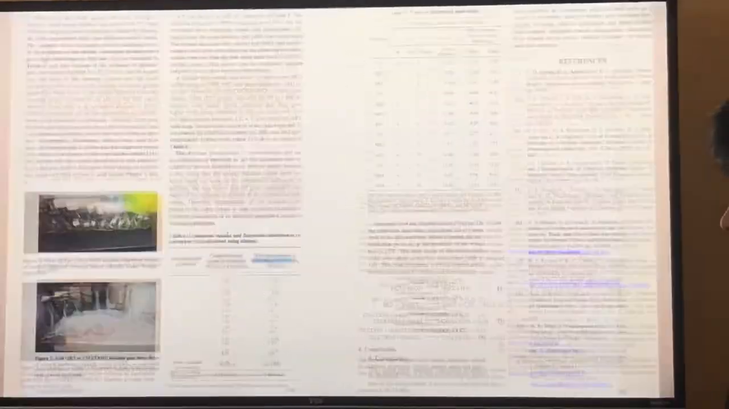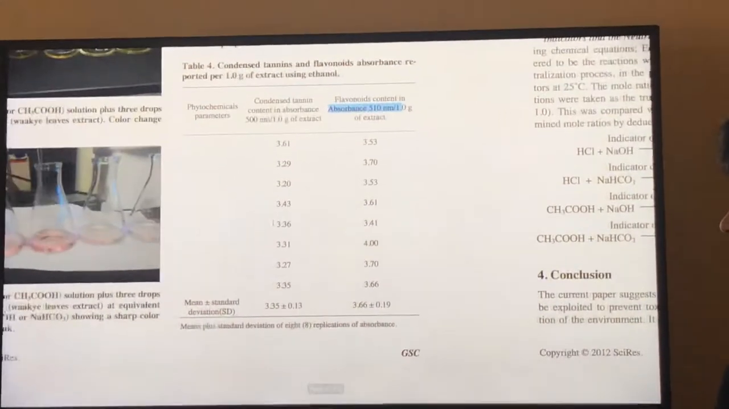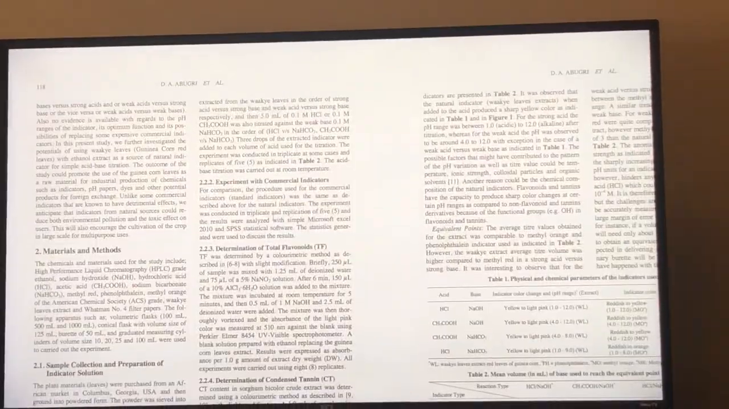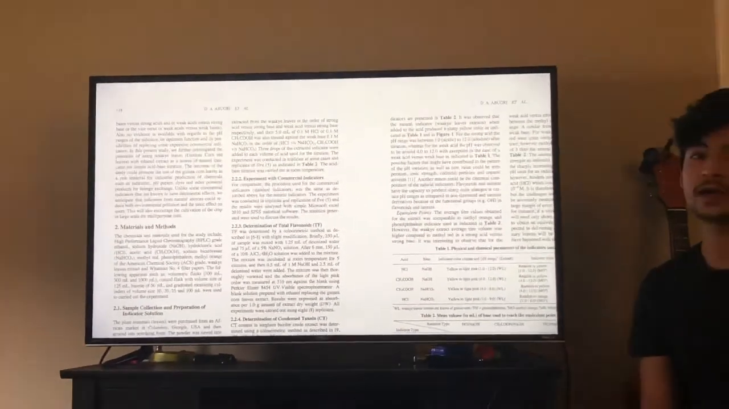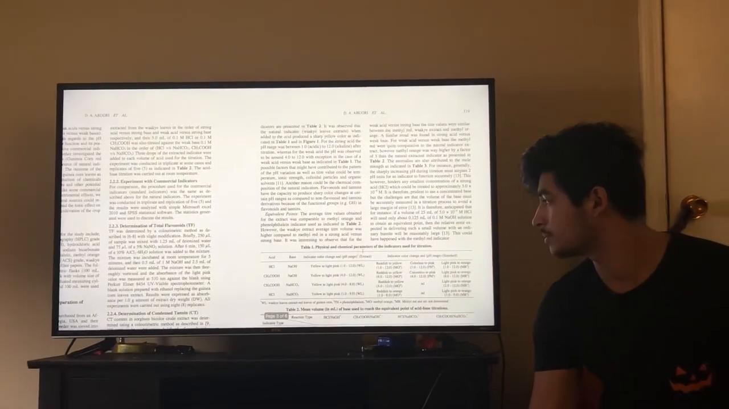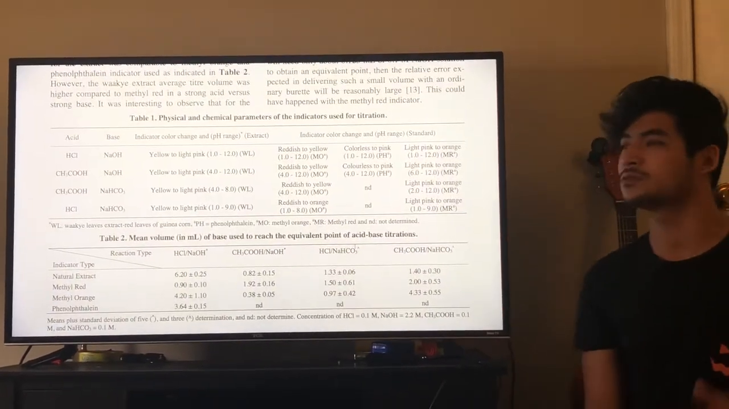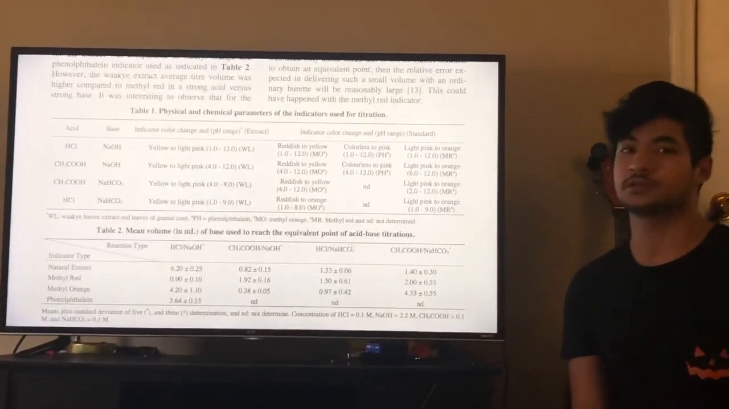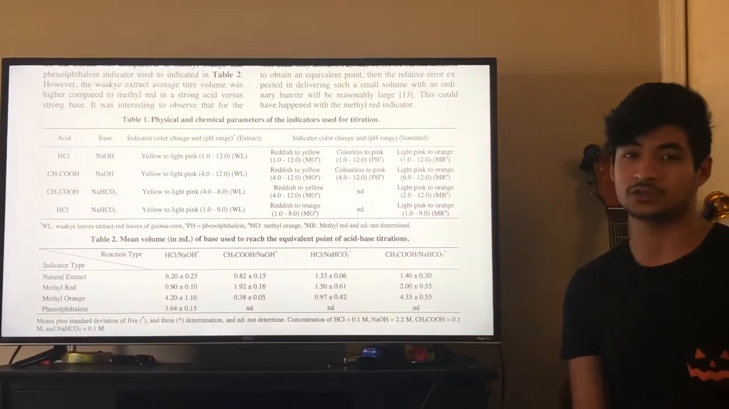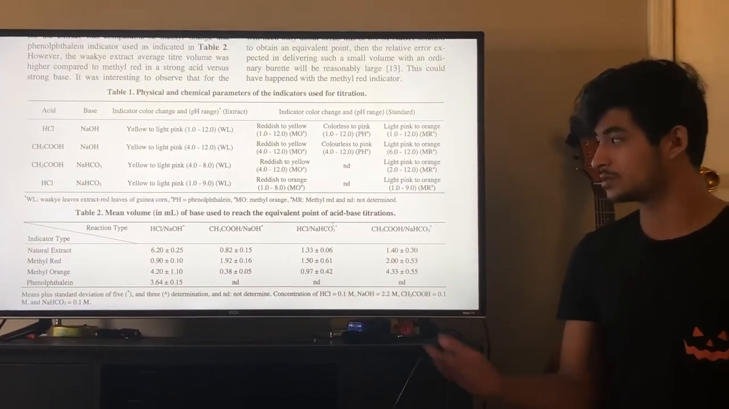the author gives us, this is the actual paper itself, and over here it gives us tables on how the equivalence point compared to the synthetic indicators. And the results were fairly similar. And he didn't do it just with the wakki leaves, he also did it with the synthetic indicators, and then looked at their pH ranges, looked at how much titrant is needed, and just a way to compare.